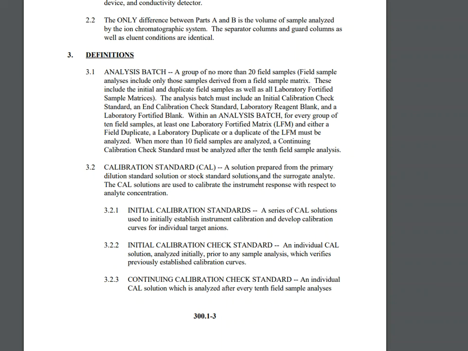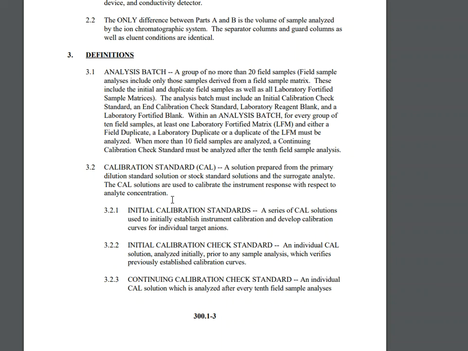calibration standard. And it says it's a solution prepared from the primary dilution standard solution or a stock standard solution and the surrogate analyte. The cal solutions are used to calibrate the instrument response with respect to analyte concentration. That's basically what we've talked about in this whole series of videos now, right? We've said that we order something from a company, or we start with a stronger solution and then we weaken them down from that point on.